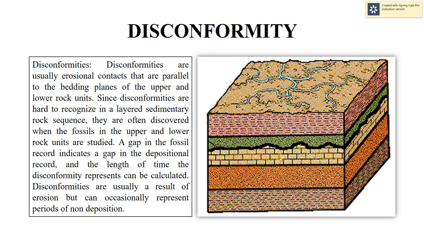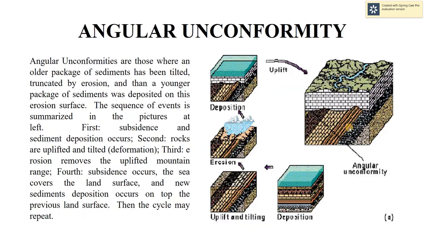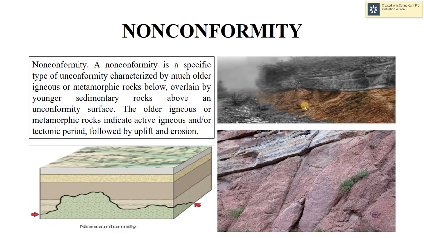In disconformity, the tilting did not happen. If this layer had been tilted, it would have become the angular unconformity. But the tilting did not happen in disconformity, and in angular unconformity, the tilting happened. So deposition, uplifting and tilting, erosion happened, and then the deposition of the next layer started, and so we get the angular unconformity. And the last topic of today would be the non-conformity.